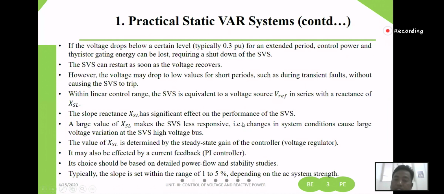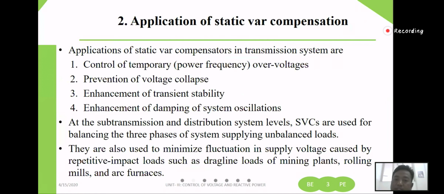Now, another very important part is the application of static VAR compensation. Where will you use this static VAR compensation? Actually, we are talking about the practical static VAR compensation. First, control of temporary overvoltages. We can control the overvoltages taking place by employing TCR.